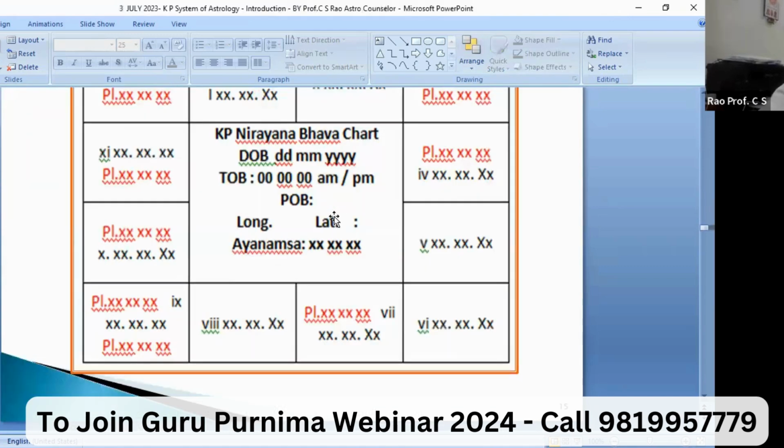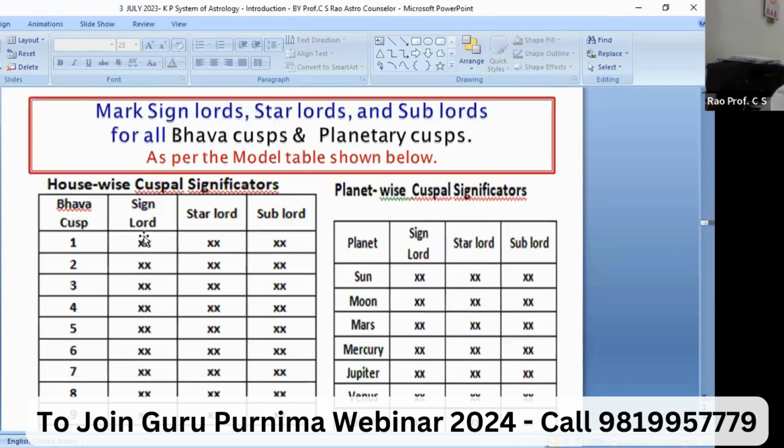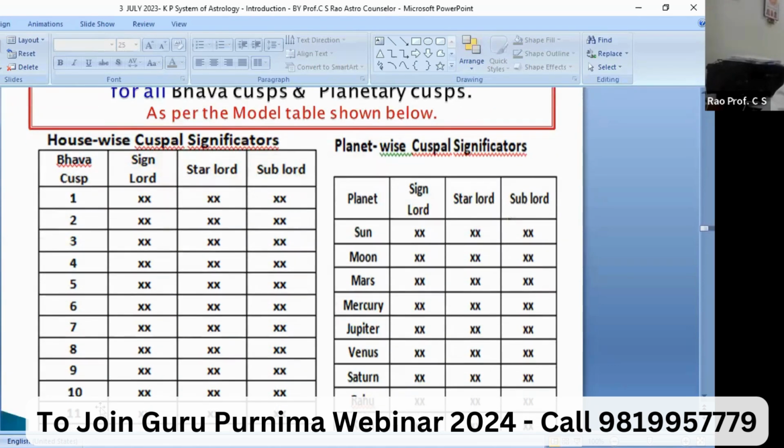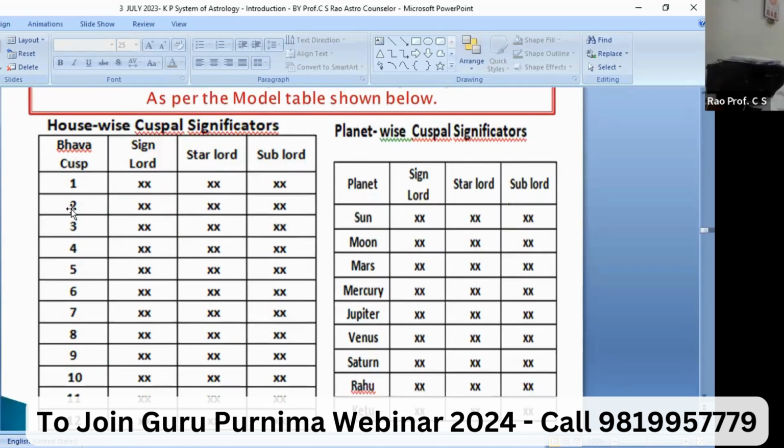Then here, this is most important. I am already telling house-wise cuspal significators. We are calling them significators. Significator is a common word in the traditional system, and here also. Significators means the main specific indicators. Here, there are Bhava cusps, 1 to 12 cusps.